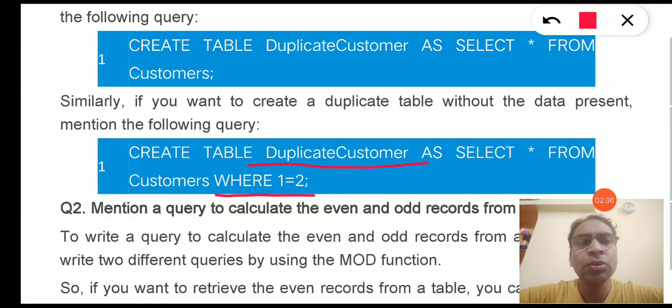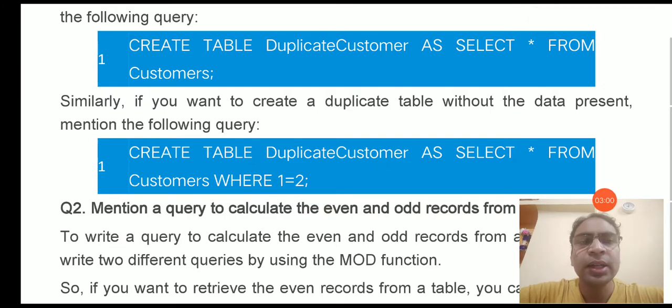You can substitute this where clause with any other condition which is always false, so that none of the rows come under the condition. So you will be selecting only the data structure. You will be able to create only the same data structure with a different table name, and there will be no rows inside that table.